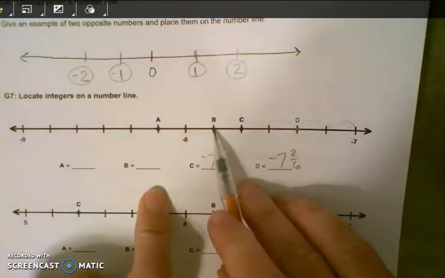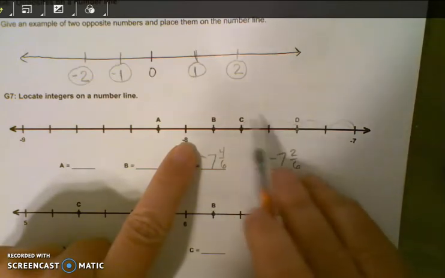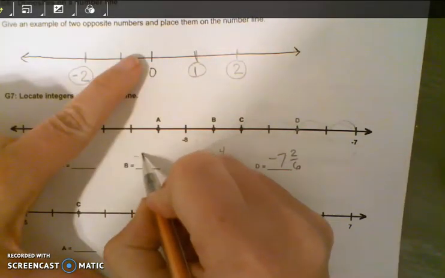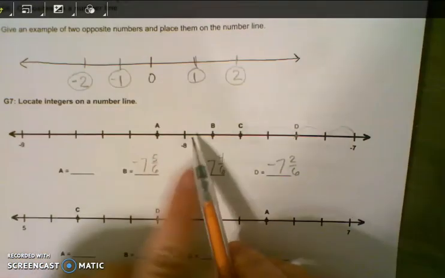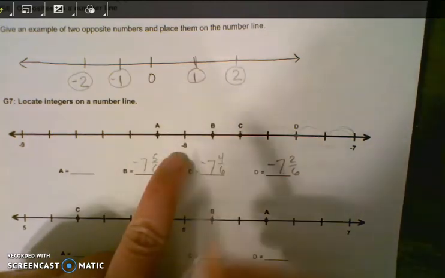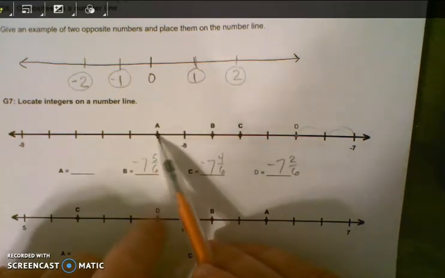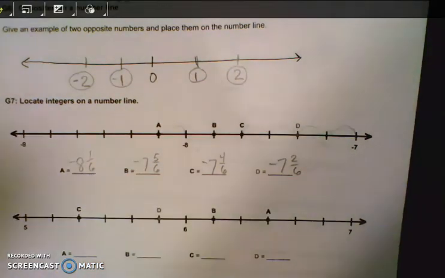Point B is -7 and 6/6. And point A is past 8, so it's going to be 8 and something. It's going to be 8 and 1/6. -8 and 1/6.